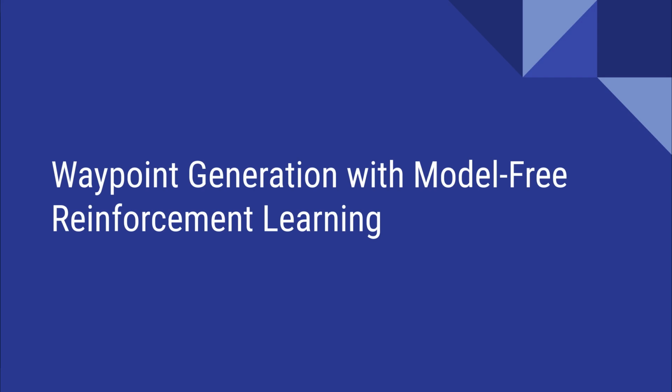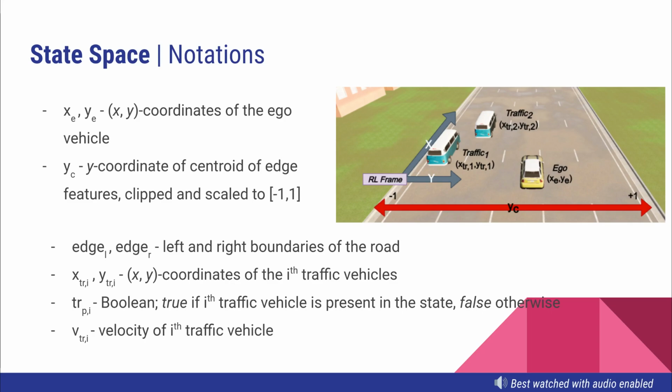We will now discuss the most important module of our system, the waypoint generation, which is modeled as an RL problem. Here, we briefly describe the notation used in this paper. XE and YE represent the X and Y coordinates of the ego vehicle. YC represents the centroid of the edge features present in the current scene. This value is clipped between -1 to 1 for numeric processing.